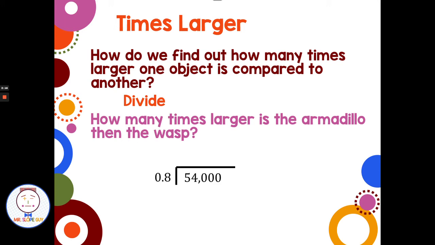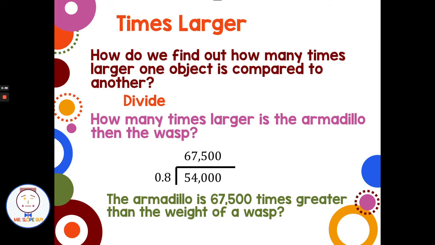Well, we can take the mass of the armadillo, 54,000, and divide it by 0.8 and get that the armadillo is 67,500 times larger than the wasp. So we're just doing some basic division. Calculator's great for that. How about you guys try a couple on your own?